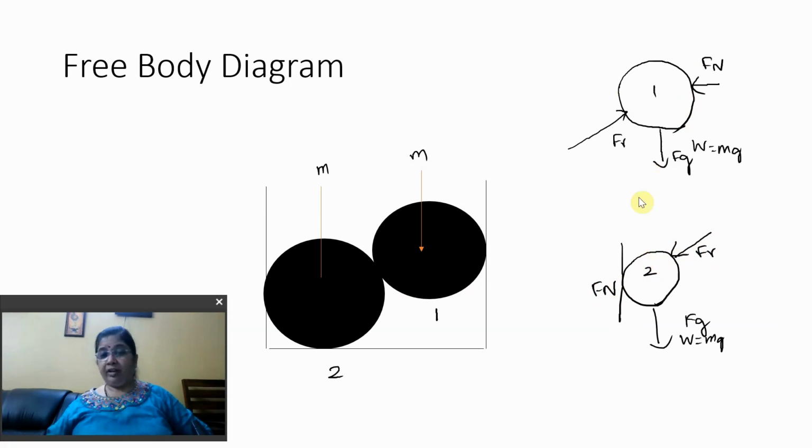If I draw the free body diagram for the entire system, this Fr and this Fr are going to get cancelled, if I consider it as a single system. Am I clear? Right.